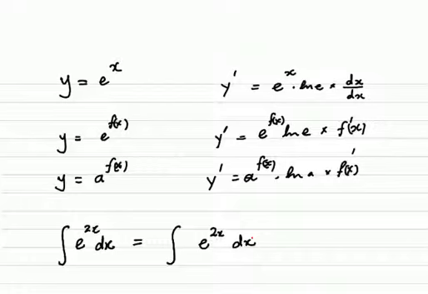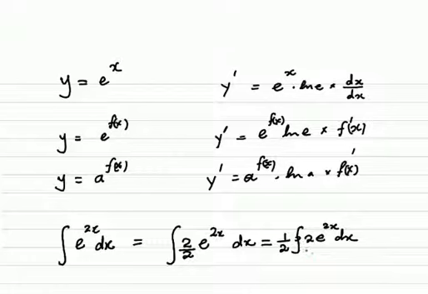We can now insert a 2 here over a 2, in a similar way to what we did with the sine. In the next stage, we factor out a half, and I have the integral of 2e to the power 2x dx.